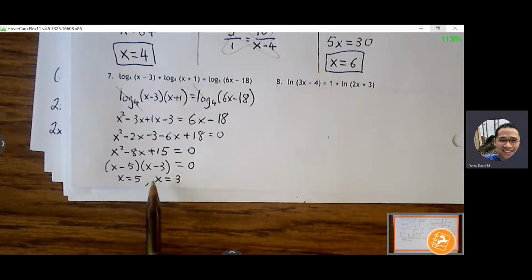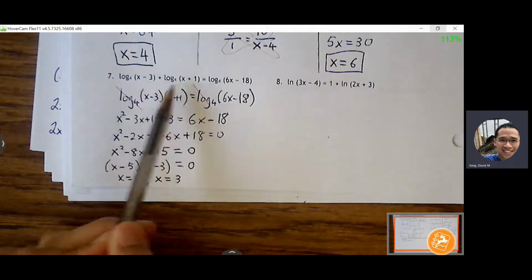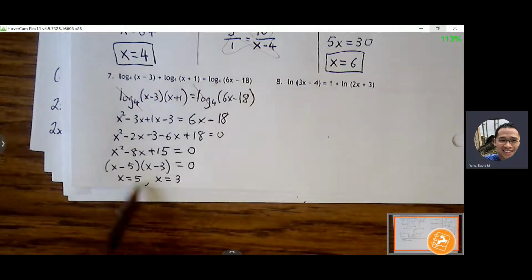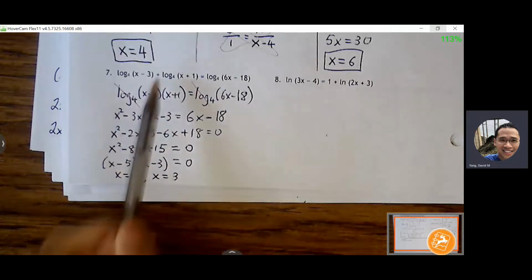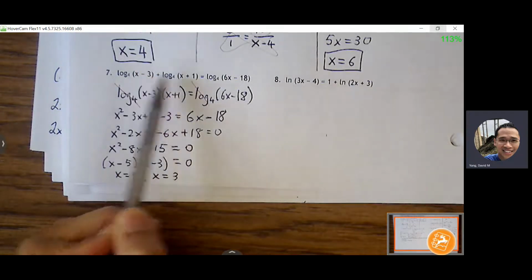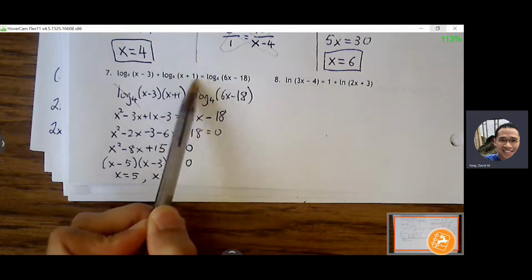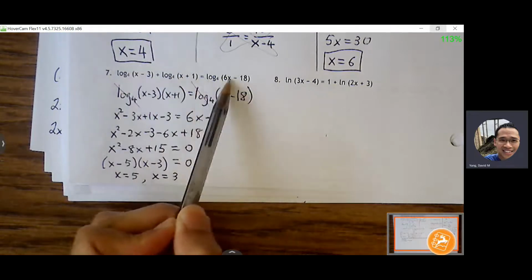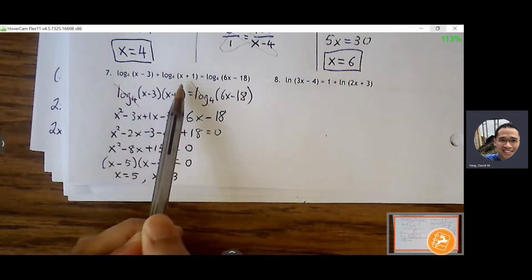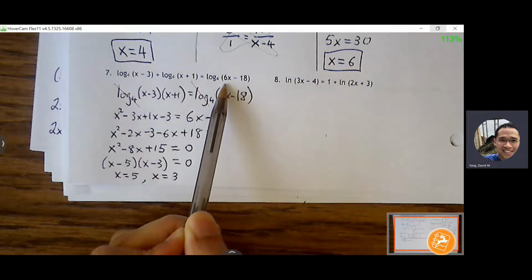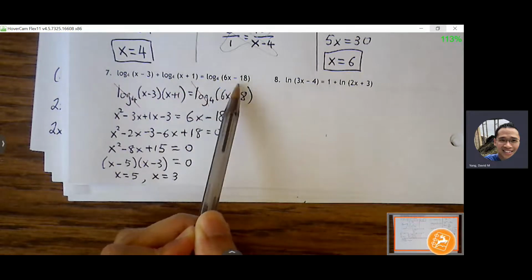All right, we have to be careful here because we have to make sure that we don't have any extraneous solutions. So let's enter 5 in. We just want to check to see if 5 is going to cause any of these arguments to be either 0 or negative, right? We can't have 0 or negative values here. So 5 minus 3 is okay. 5 plus 1 is okay. 5 times 6 is 30. 30 minus 18, that's okay.